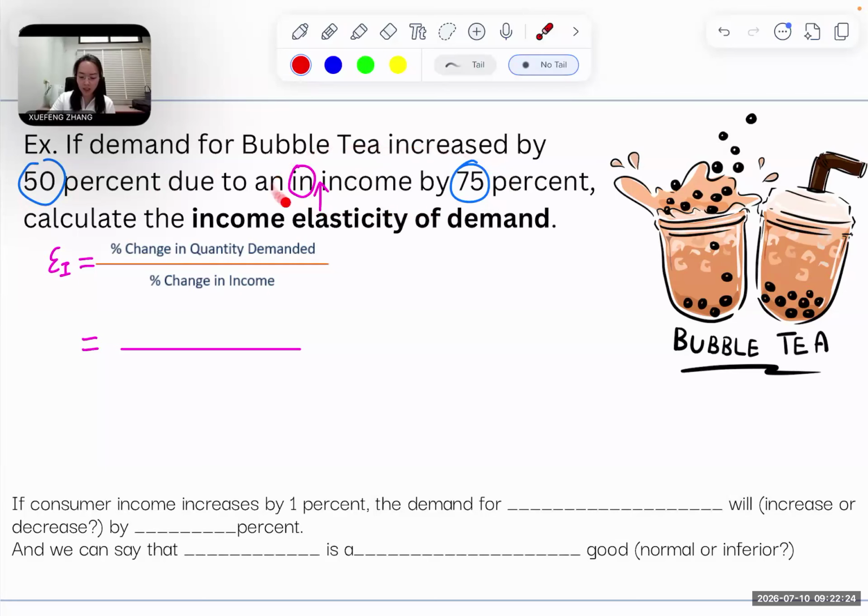And so for the income, the percentage change in income is 75%, which means 50% on the numerator, 75% in the denominator, okay? And then you use the calculator, you get 0.67, which is, remember, we also need to interpret, okay? Because this one is positive. Okay, let's say greater than 0, right?